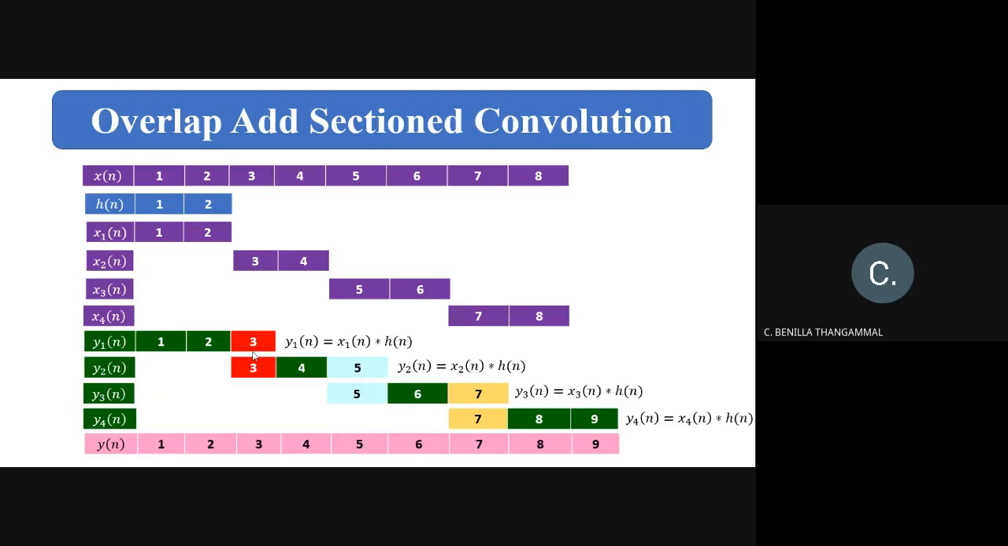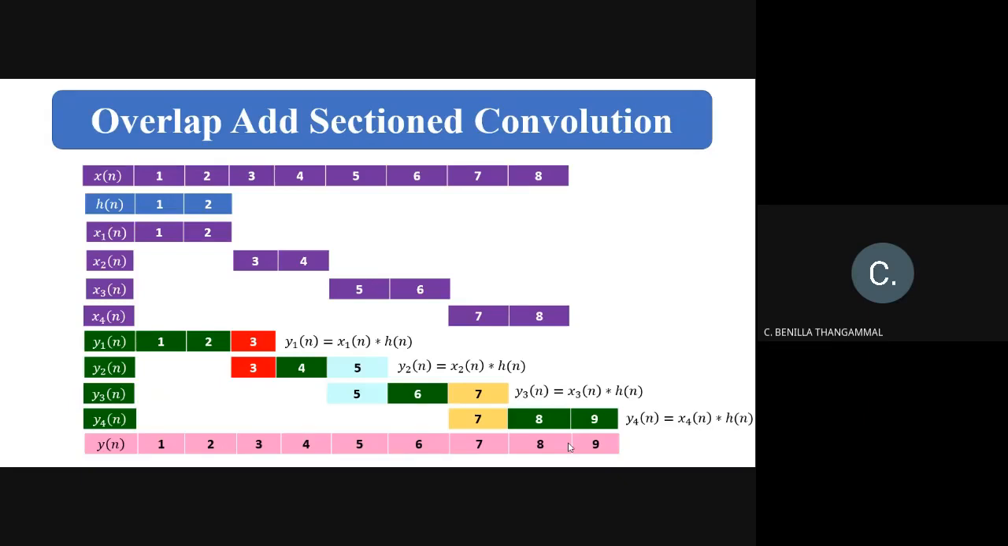So how many samples will be overlapped now? N2 minus 1 samples will get overlapped. That is your h of n. The smaller sequence length is nothing but your n2. So n2 minus 1, 2 minus 1, is 1 sample that will get overlapped, and then that overlapped sequence will be added together to get my output sequence. So this is the procedure to perform your overlap add section convolution.